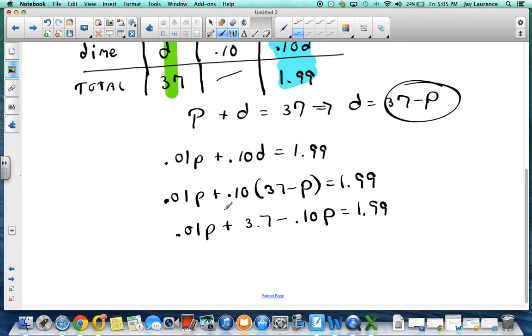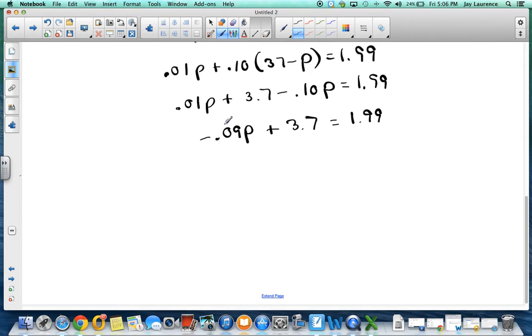I'm going to combine my like terms on the left-hand side, and it looks like 10 pennies and 1 penny. I have 1 penny. I owe 10 pennies. I'm going to be at negative 0.09p plus 3.7. That's going to equal $1.99. By the way, I combined the p terms. Now I've got to get rid of this 3.7.